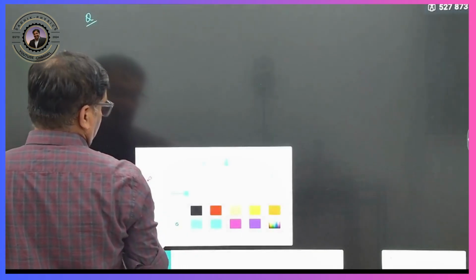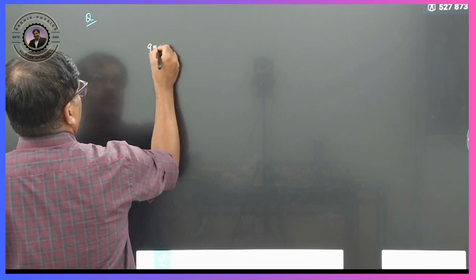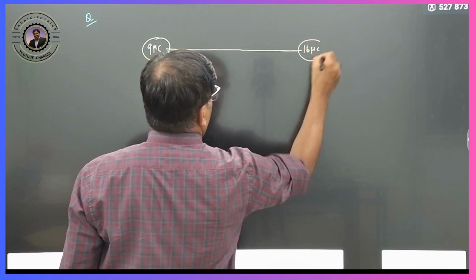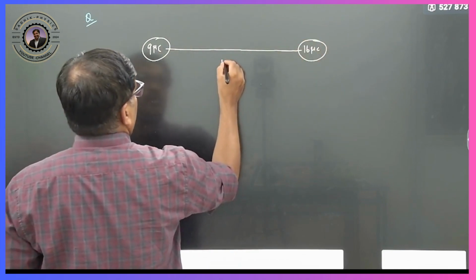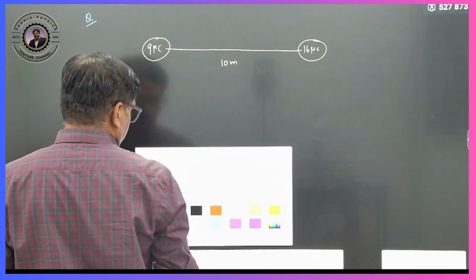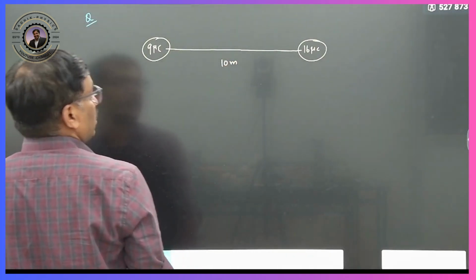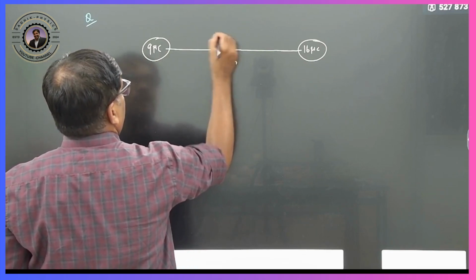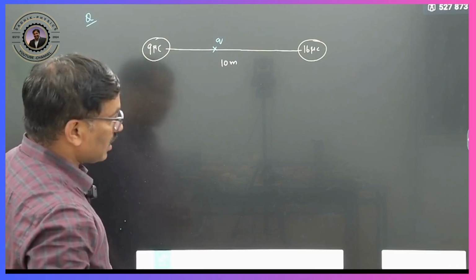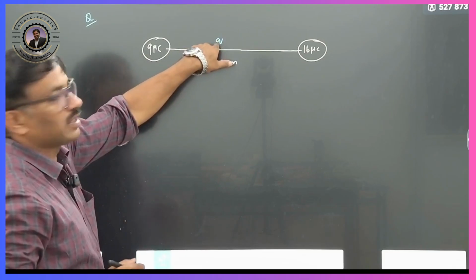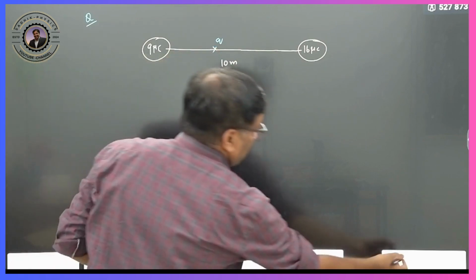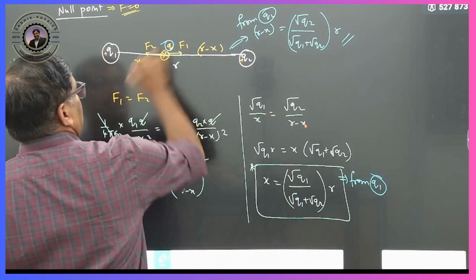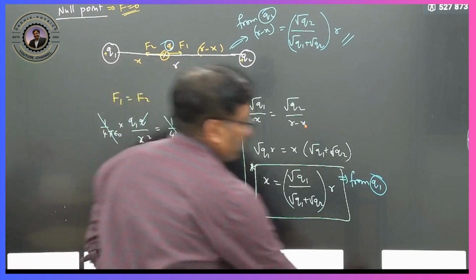Here there is a 9 microcoulomb charge, and here a 16 microcoulomb charge, separated by a 10 meter distance. We want to calculate the null point, and both are positive. Therefore some test charge we have to keep. Clear? And this null point does not depend upon which charge we are keeping here. Q is not present inside this. See, the null point does not depend upon the test charge. This is a test charge.